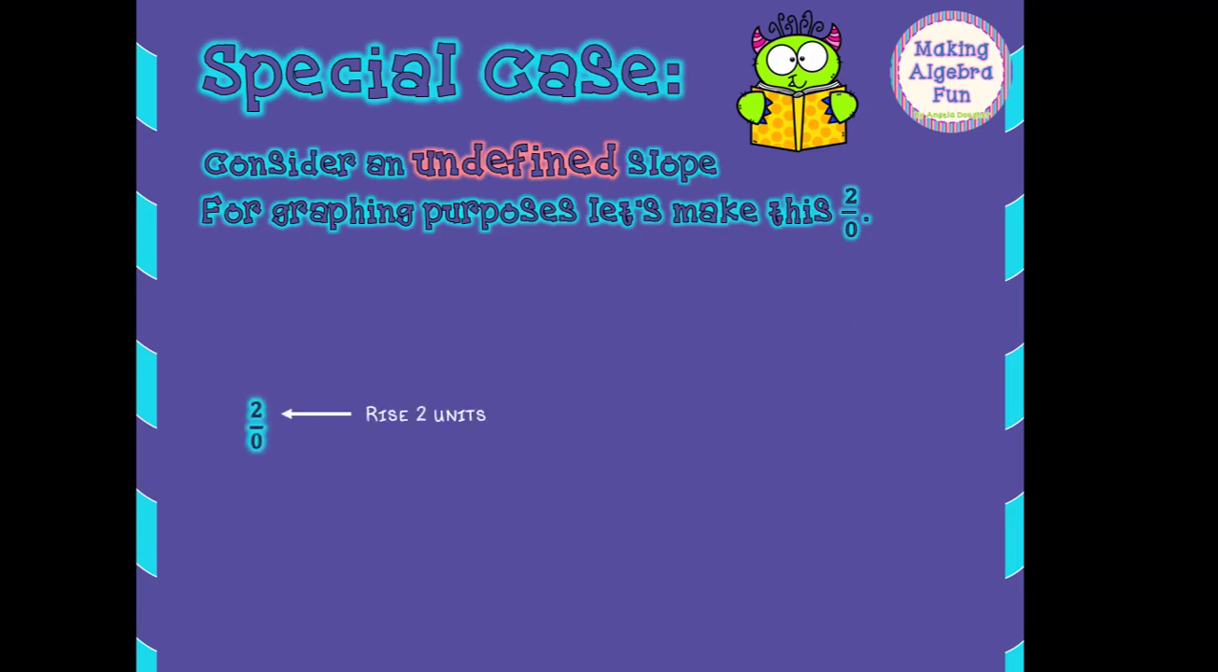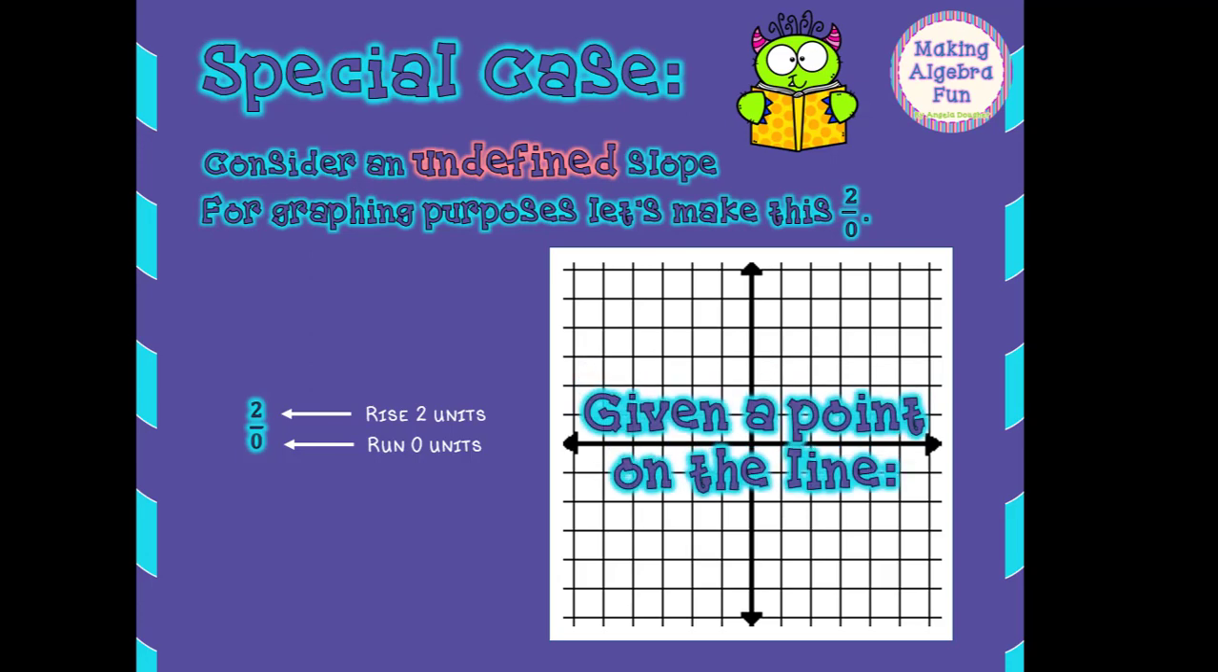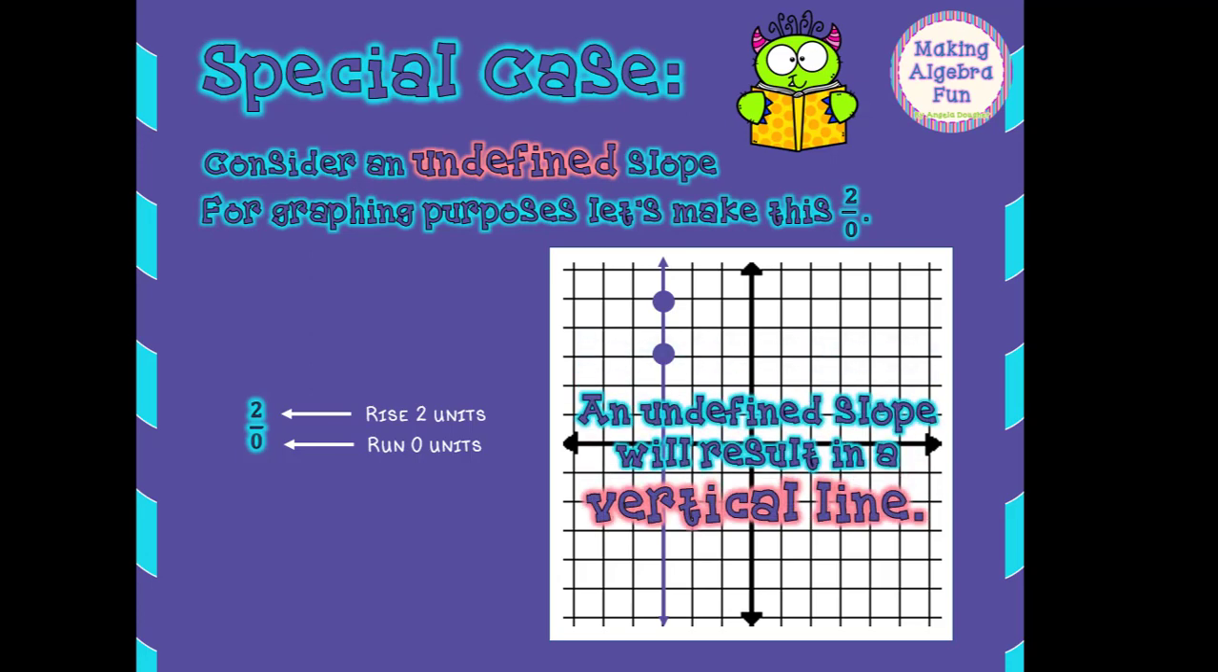Now, this means the numerator is telling you to go up 2 units and the denominator is telling you to run 0 units. So if you're given a graph and you have at least 1 point on the line, you can use the slope to get a second point. Rise 2 units and then run 0 units means you don't go over at all, and so your point ends up right there. And this will always create a vertical line. So every time you have an undefined slope, it will result in a vertical line.